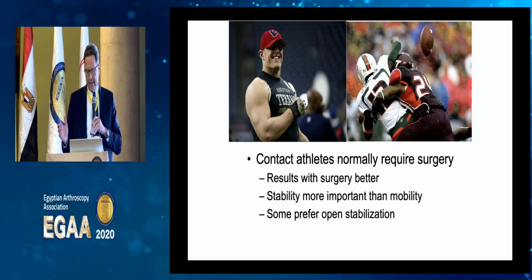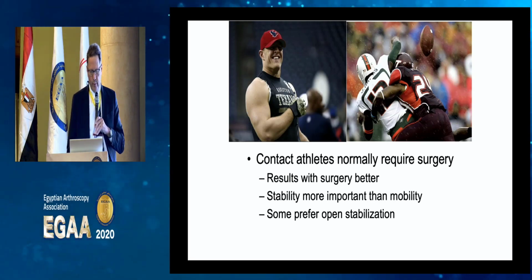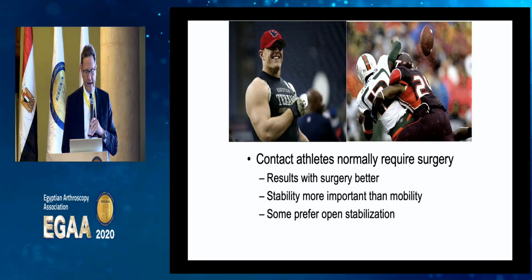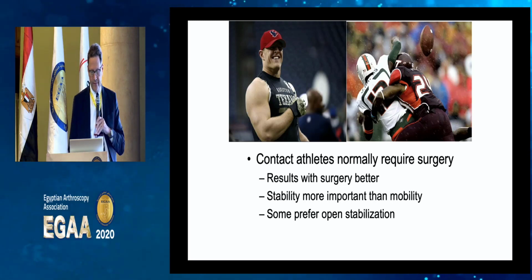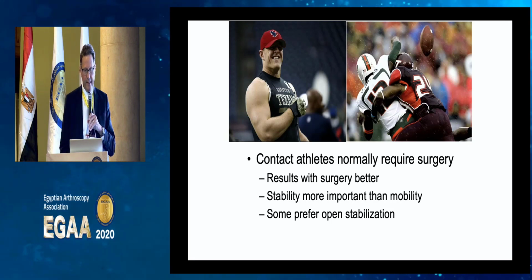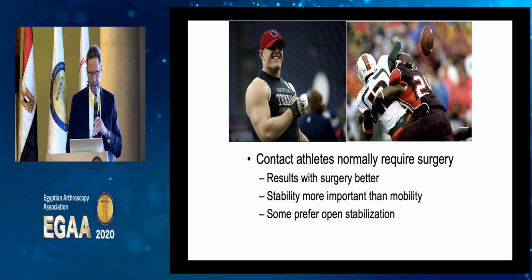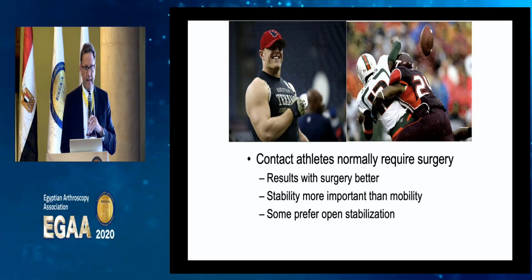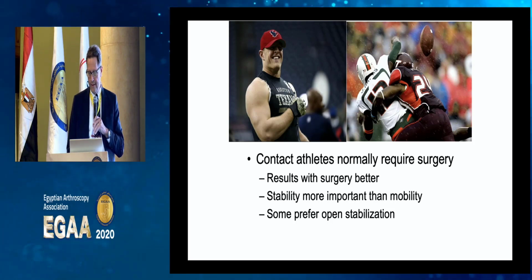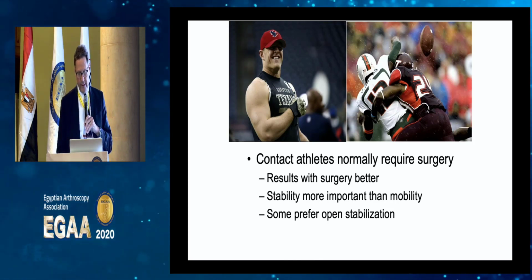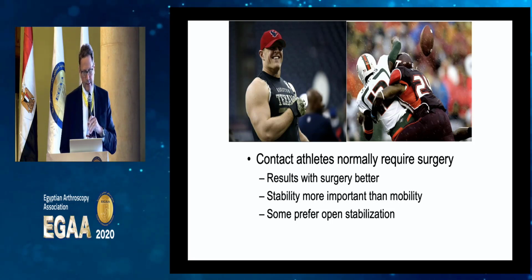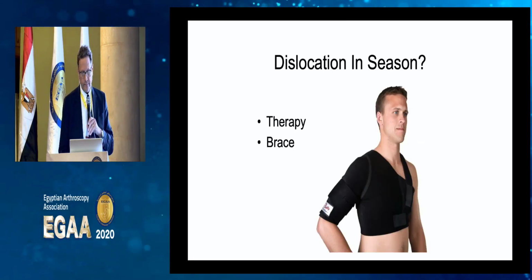So contact athletes, like I said, big players like that, normally require surgery because they can go back to play, so results with surgery are better than if you try to treat them conservatively. Stability is more important than mobility. So if they lose a little bit of rotation, you have to do a stronger repair so they can continue playing. Their stress is much better. And some surgeons in the United States, for this type of patient, do open stabilization. I don't think many young doctors know how to do that anymore, but it's still something that can be useful.